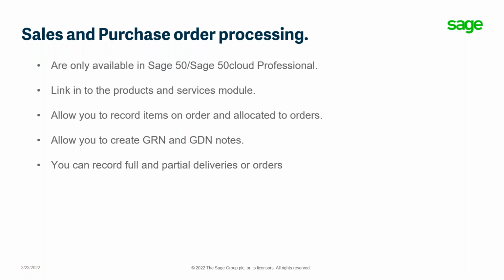So you can see what you've actually placed on order but haven't received yet, and what stock you've got in that you don't want to use for anything else because it's allocated to a particular order as well. It also allows you to create goods received notes and goods dispatch notes in the software. And it's possible to record full and partial deliveries of your orders. So not everything goes in one dispatch. You may want to record that and record separate invoices for that. So we'll show you that today as well.